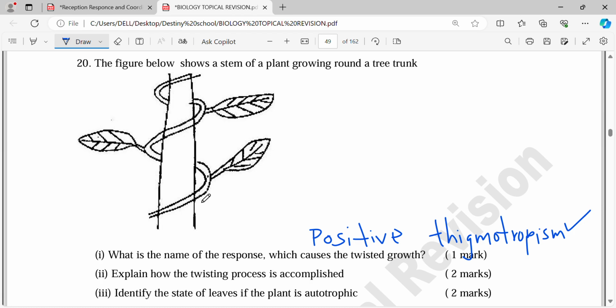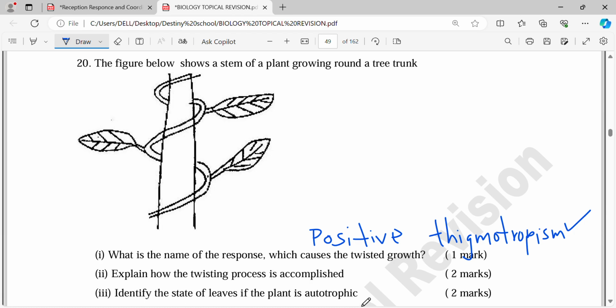Explain how the twisting process is accomplished. 2 marks. They want you to explain thigmotropism. That is very simple. We are going to say that auxins are sensitive to touch or contact. So upon contact, auxins move away from the contact. High concentration of auxins away from the contact promotes faster growth rate, which ensures the stem is able to curl round the object. You get your 2 free marks.